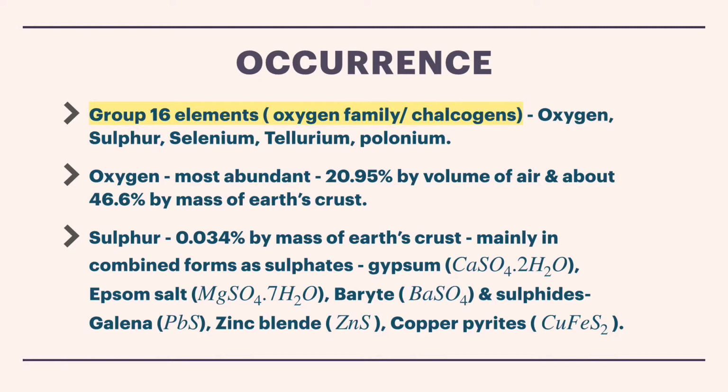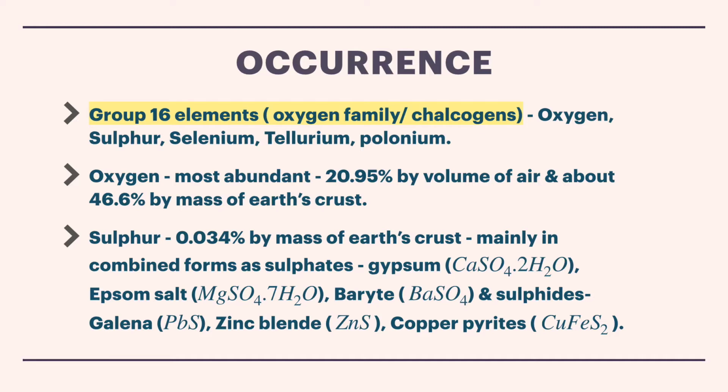Okay, now why do we call the oxygen family chalcogens? The reason behind this is they are said to be ore forming elements. Therefore they are called as what? Chalcogens. And a large number of metal ores are oxides or sulfides. Okay, so please do remember this thing. Now one by one we'll see the occurrence of each one in detail.